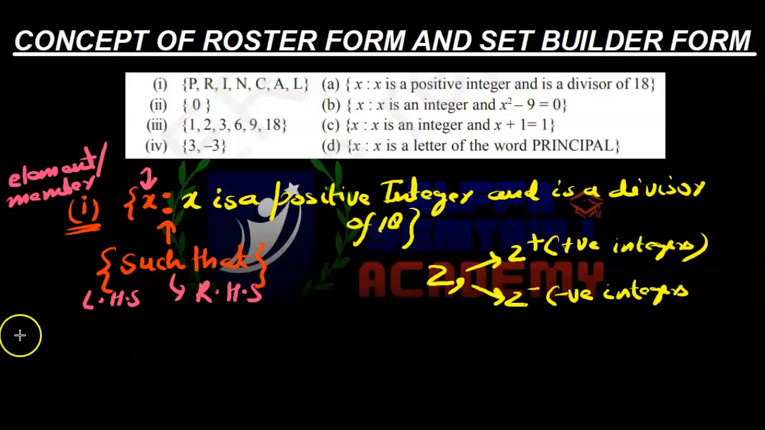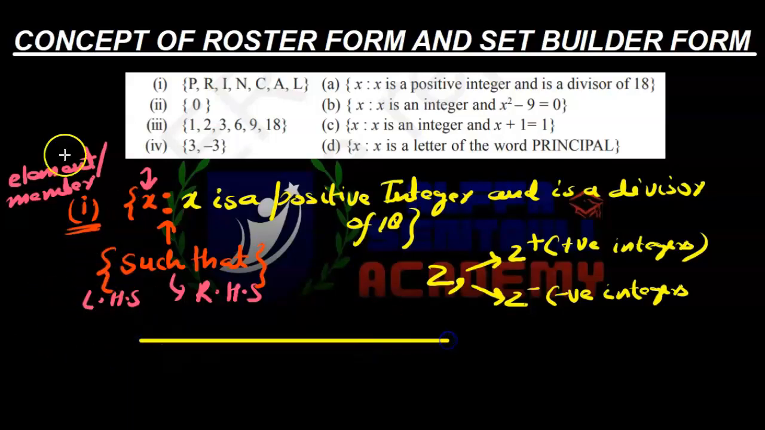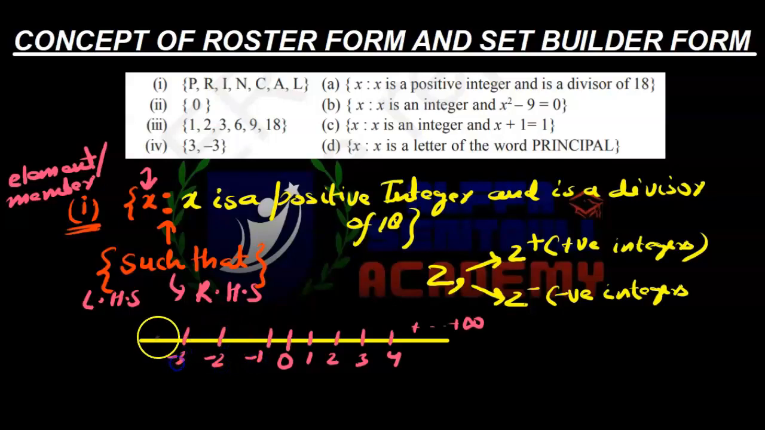Let us draw a number line and understand with its help. This is our number line, this is our 0. These are the elements 1, 2, 3, 4, 5, all the integers up to positive infinity. These are our positive integers, and these are our negative integers: negative 1, negative 2, negative 3, negative 4 and beyond, up to minus infinity.